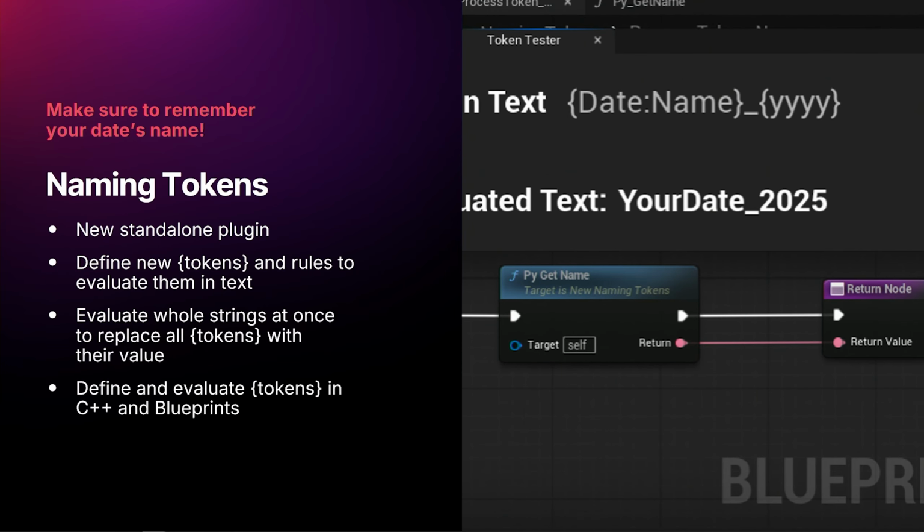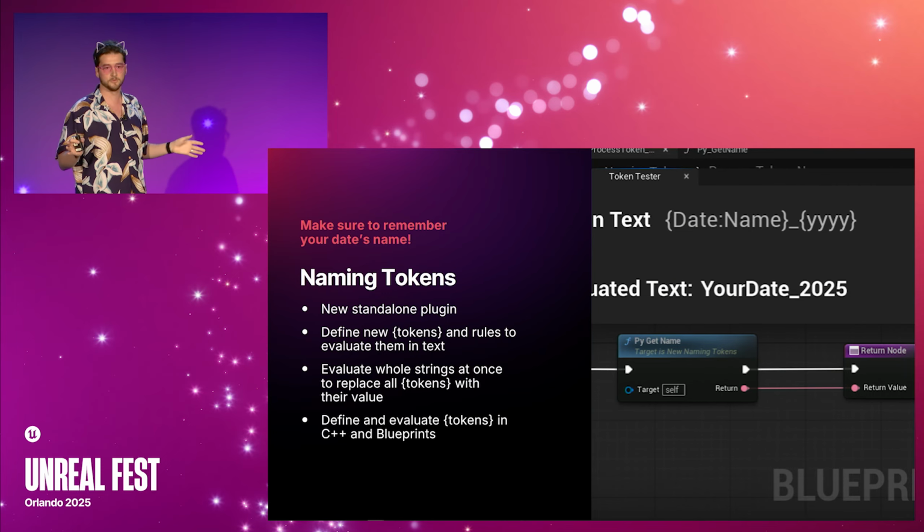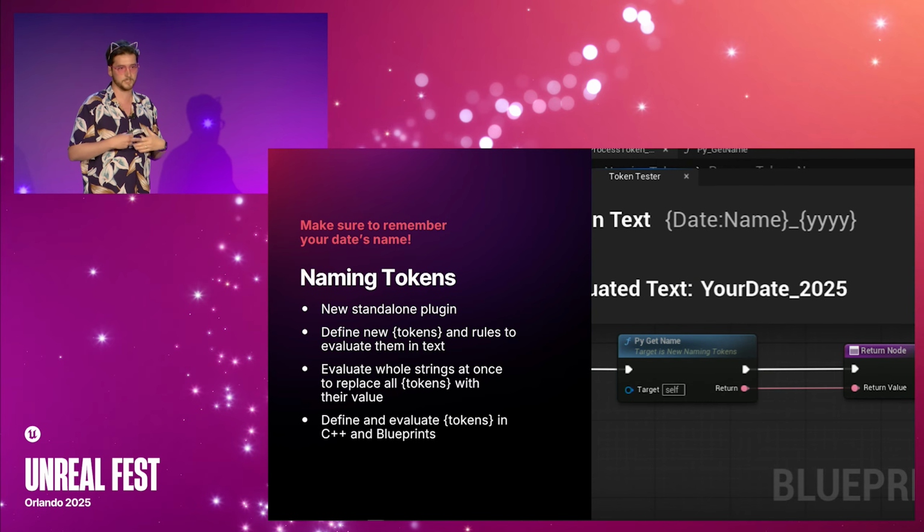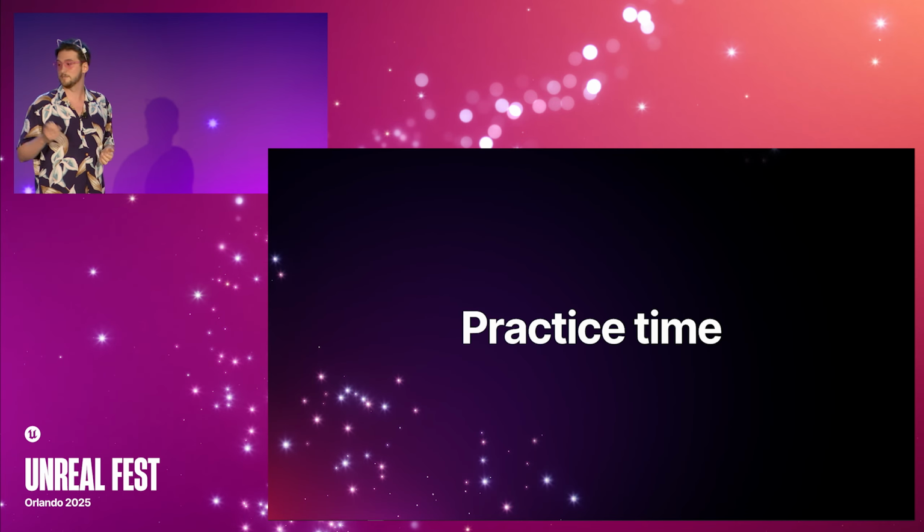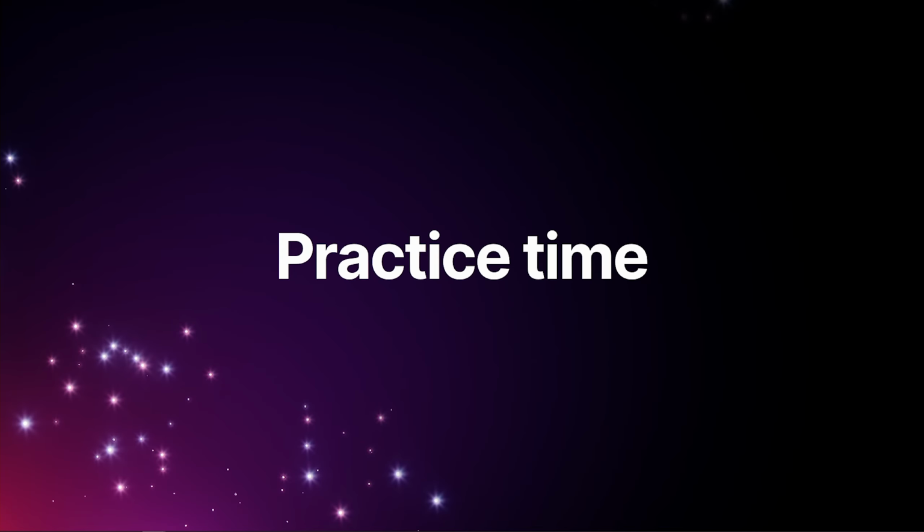Really what we're talking about here is we have a new tool set that's out in Unreal Engine 5.6 called naming tokens. This is a new standalone plugin where you can define new tokens in Blueprint, C++, anywhere, and define procedural rules to evaluate them. You can then evaluate those tokens all at once. So you'll pass the entire string with all the tokens into the subsystem, and we'll return that evaluated with all the custom rules that you have in place. So you can do it all at once, not having to do these blueprint replacements every single time. And Jeff's actually going to give you a demo of what that looks like right now.